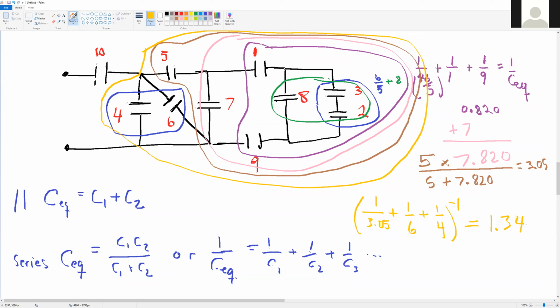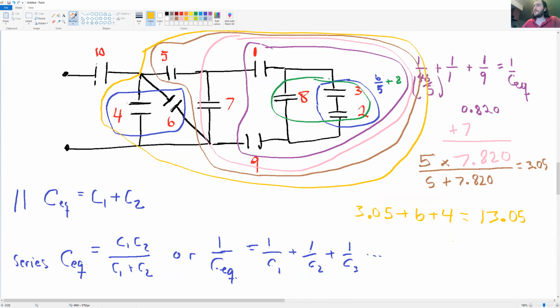Also, they're in parallel. Oh, I've made a huge mistake. Thank you for pointing that out. That is incorrect. They are in parallel indeed, so we should add them. That should be 3.05 plus 6 plus 4. That was a good catch there. Going a little bit too fast. So that is 13.05. Okay, so 13.05. Everybody can make mistakes, right?